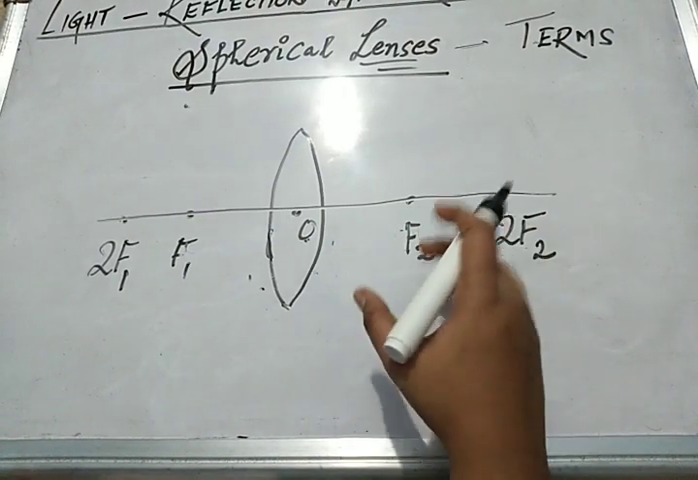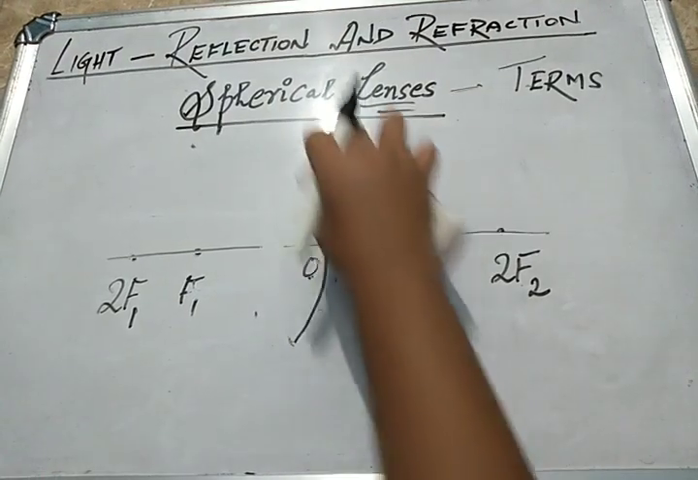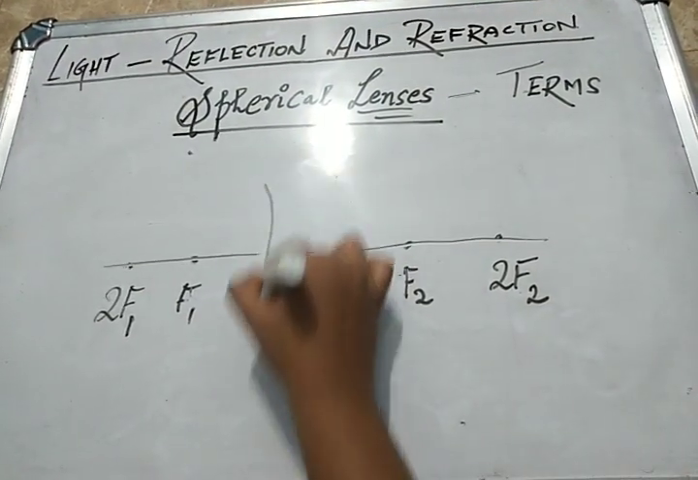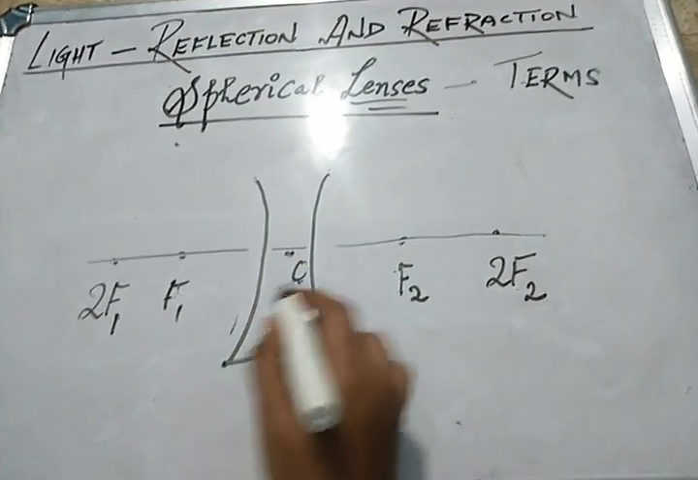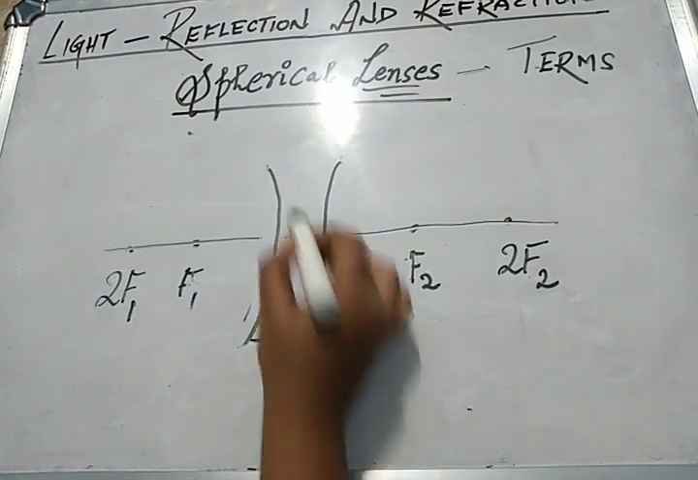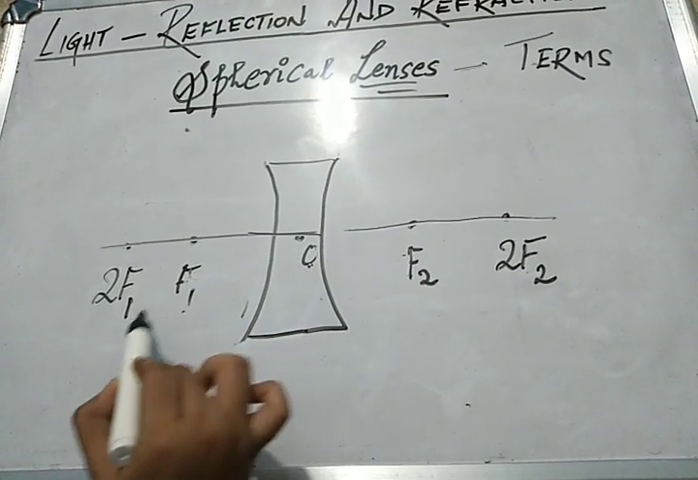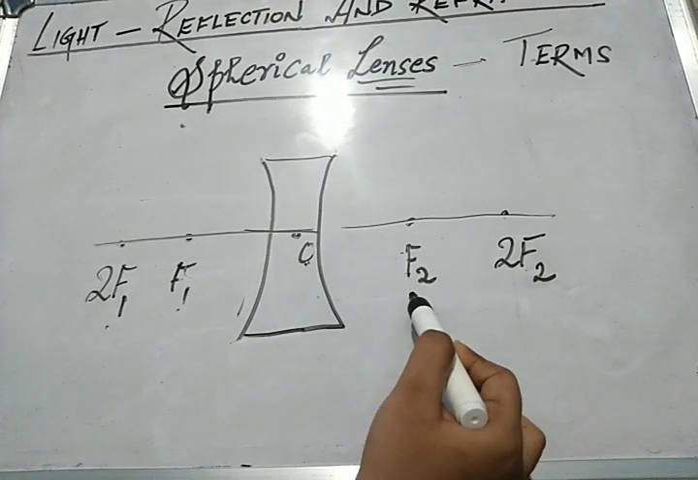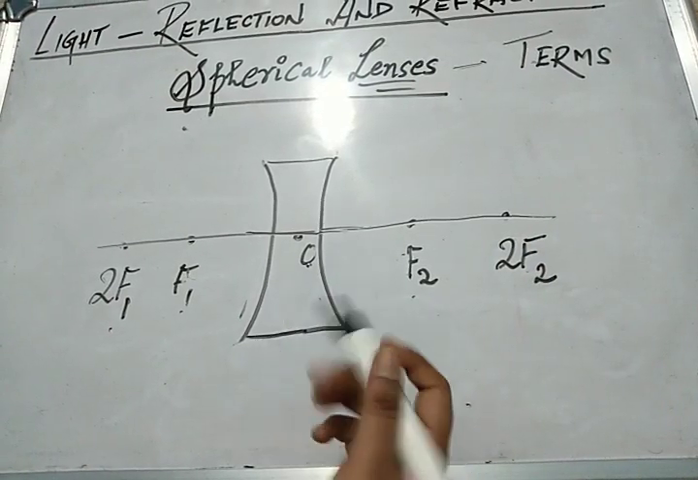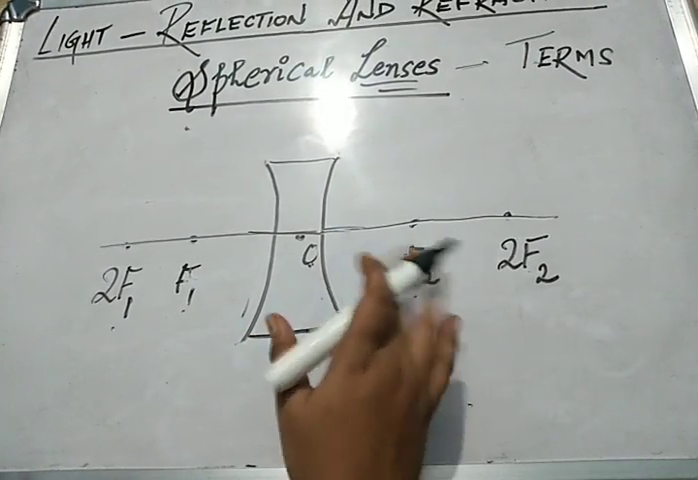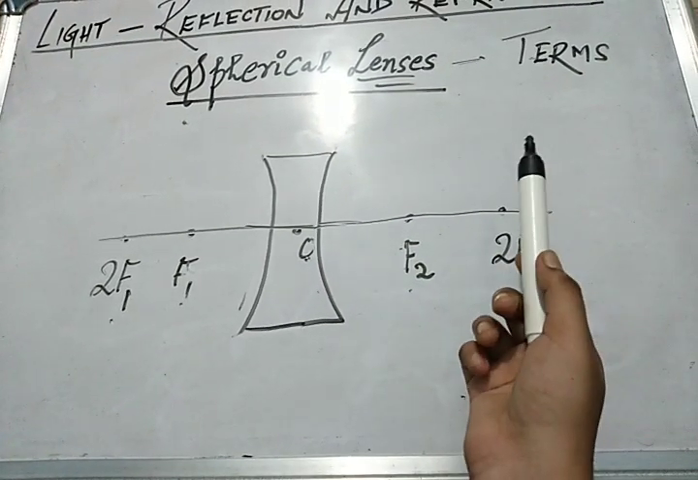Same way for concave lenses also. Alright, same thing for concave lens. This is a concave lens. Same thing happens. This is the optic center, F1, 2F1, F2, 2F2. Alright, and this is your principal axis. That's it for today. These were about the spherical lenses, what is spherical lens, terms related to spherical lenses.